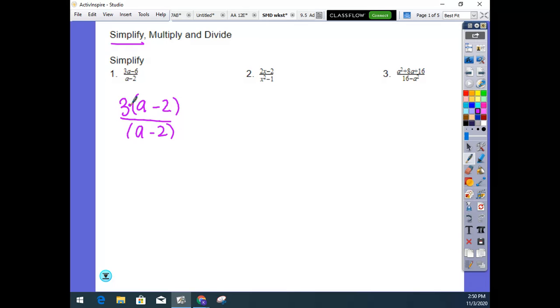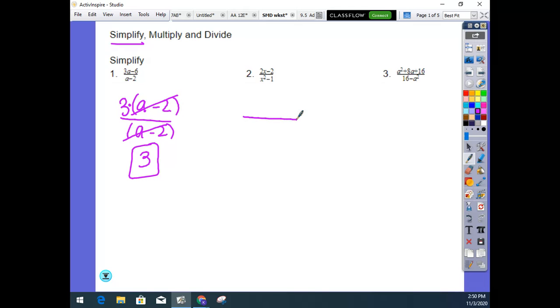Factors are what's being multiplied. Any common factors can be canceled, and you're left with 3.